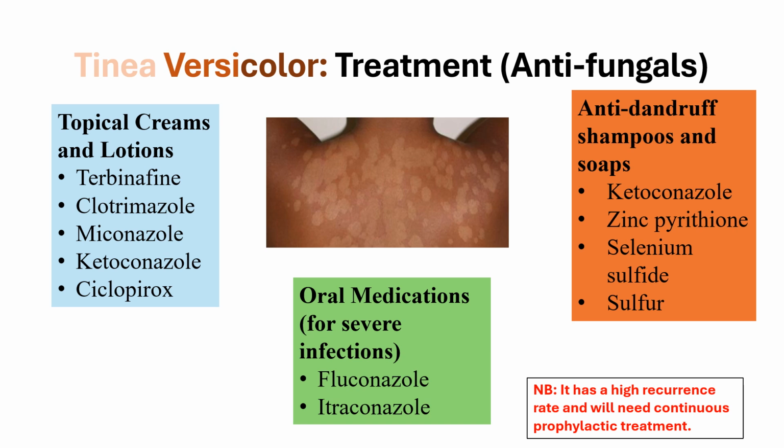And for anti-dandruff shampoos and soaps, we have ketoconazole, zinc pyrithione, selenium sulfide, and sulfur. So in persistent cases, you may need to take this medication once or twice a month to prevent the infection from recurring. And please note, it has a high recurrence rate and usually needs continuous prophylactic treatment.